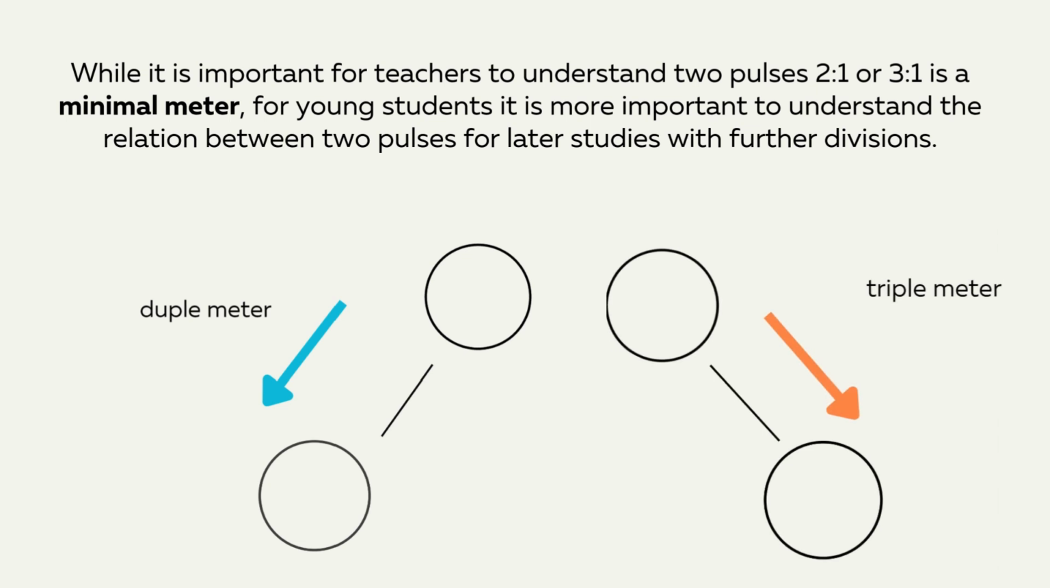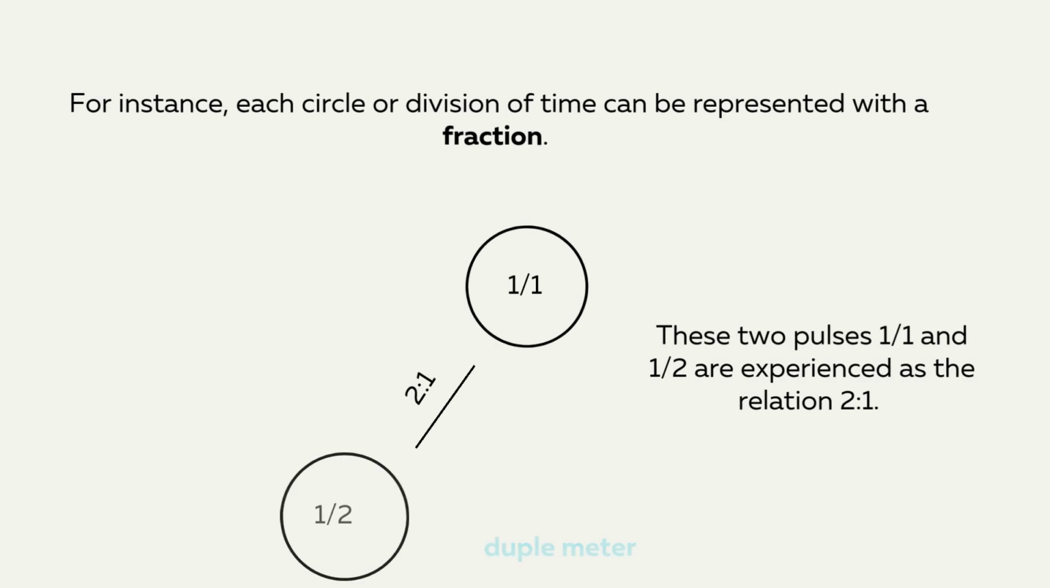While it is important for teachers to understand two pulses 2 to 1 or 3 to 1 is a minimal meter, for young students it is more important to understand the relation between two pulses for later studies with further divisions. For instance, each circle or division of time can be represented with a fraction. These two pulses, 1/1 and 1/2, or 1 and 1/2, are experienced as the relation 2 to 1.